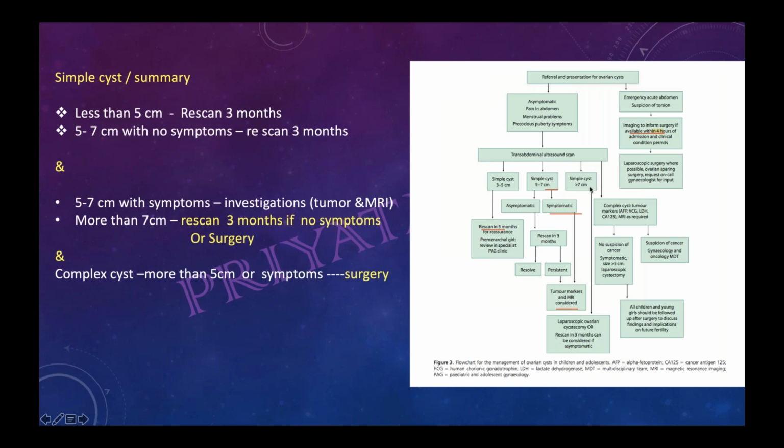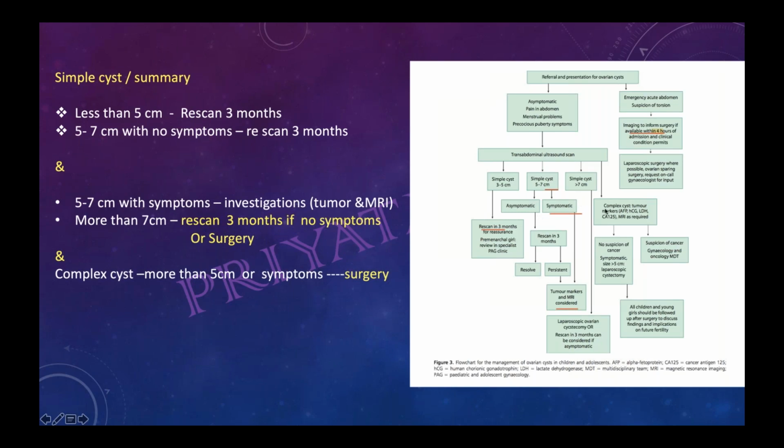And if the simple cyst is more than 7 centimeter, in that particular situation we can give her 2 options depending on the situation: either surgery, or rescan after 3 months. If the patient has a 7 centimeter cyst and has no symptoms, you will give her 2 options. Either she can go for surgery, laparoscopic ovarian cystectomy, or a rescan can be done, because this patient is asymptomatic and she's a young child. The same thing I have put here. So this is the summary. Now coming to the complex cyst.